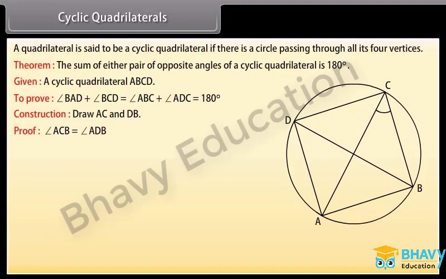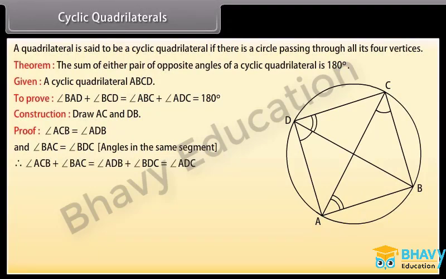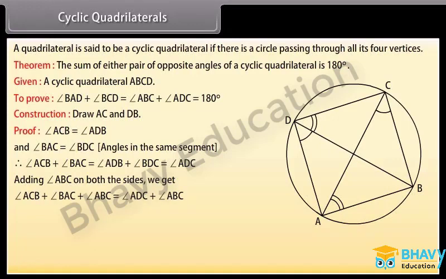Proof. Angle ACB is equal to angle ADB and angle BAC is equal to angle BDC, because these are the angles in the same segment. Therefore, angle ACB plus angle BAC is equal to angle ADB plus angle BDC, which equals angle ADC. Adding angle ABC on both sides, we get angle ACB plus angle BAC plus angle ABC, which is equal to angle ADC plus angle ABC.